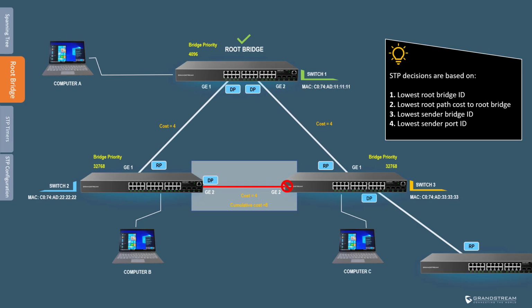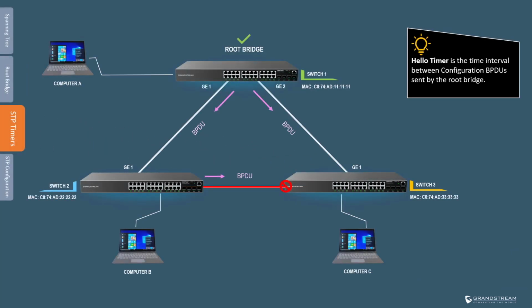In this topology, both switches 2 and 3 happen to have the same path cost to the root bridge. So the state of the ports on the redundant link will be determined by the sender bridge ID. Bridge ID is made of the bridge priority and the MAC address. And in this example, switch 2 has the lower MAC address. So port gigabit 2 on switch 2 will become the designated port, and port gigabit 2 on switch 3 will enter the blocking state.